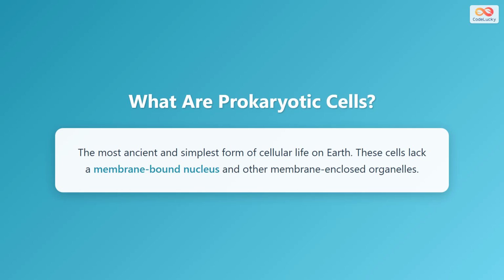Prokaryotic cells are the most ancient and simplest form of cellular life on Earth. What makes them unique is that they lack a membrane-bound nucleus. Unlike more complex cells, prokaryotes don't have their genetic material enclosed in a separate compartment. They also lack other membrane-enclosed organelles that you might find in more complex cells.